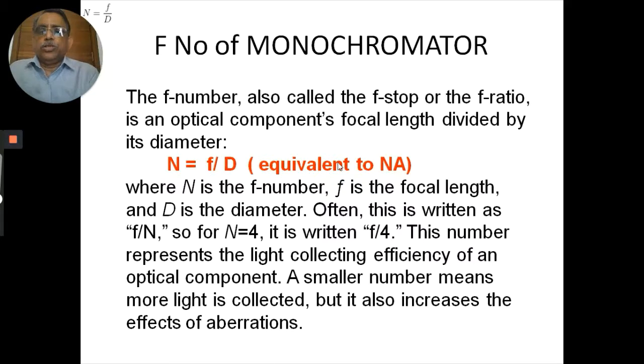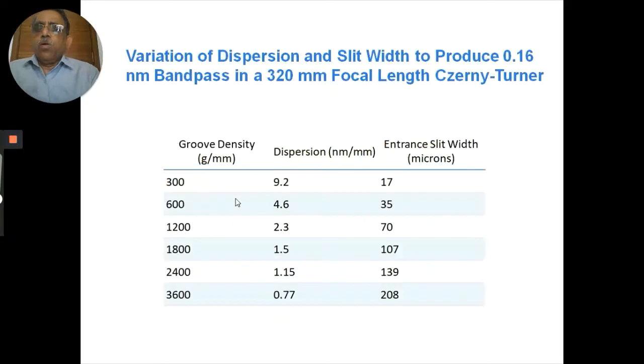So the F number is nothing but the ratio of the focal length and the diameter of your material or your grating that you are using. So this is very important. F number, they always say it.